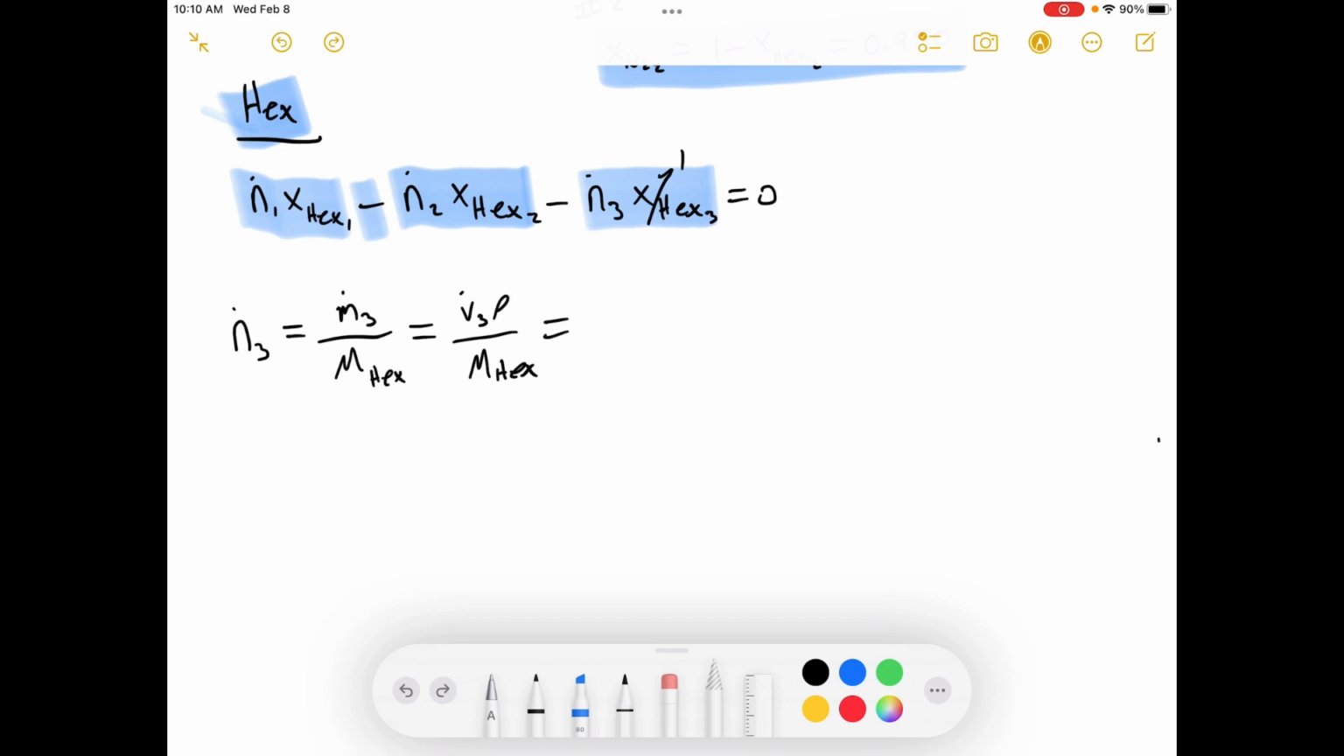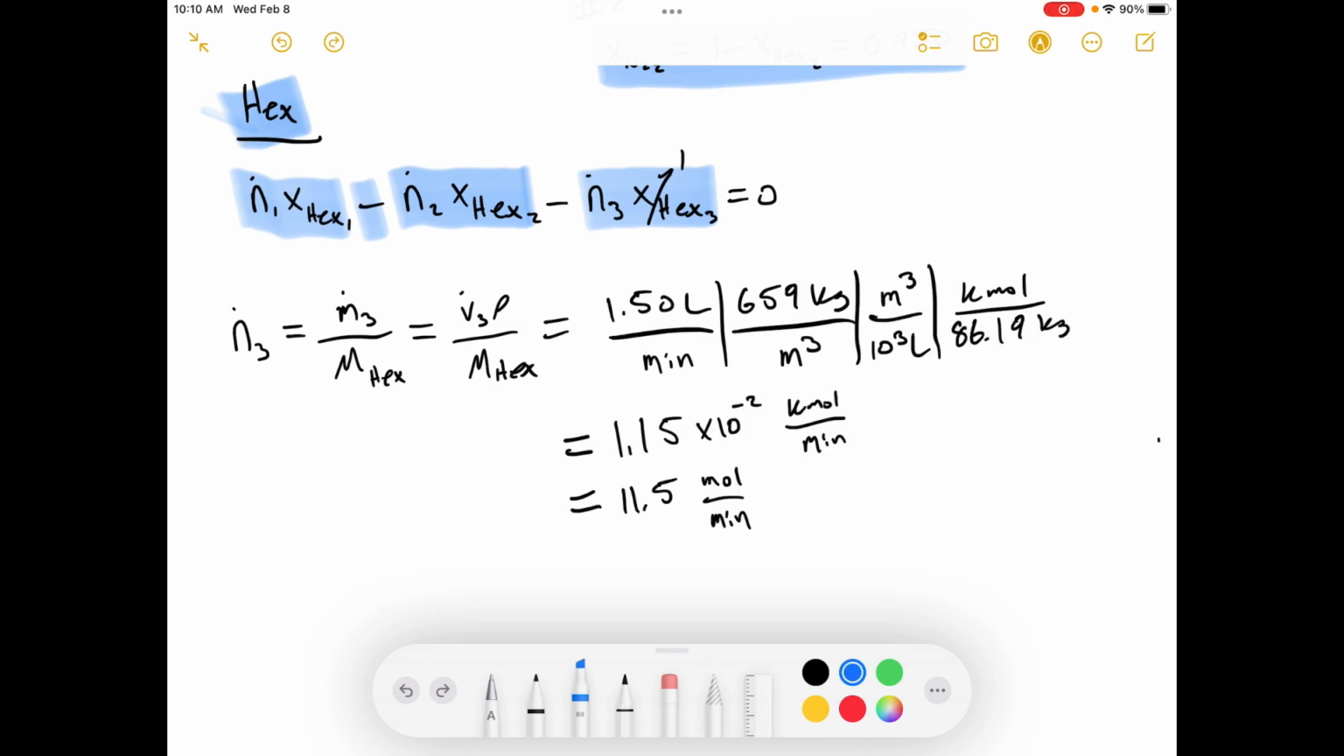So we have the volumetric flow rate of stream 3 times the density over the molar mass of hexane, and we have data for all of these things. They gave us the volumetric flow rate. We looked up the density from the back of the book, and we also got the molar mass from the back of the book. So now we can calculate the mole flow rate of stream 3.